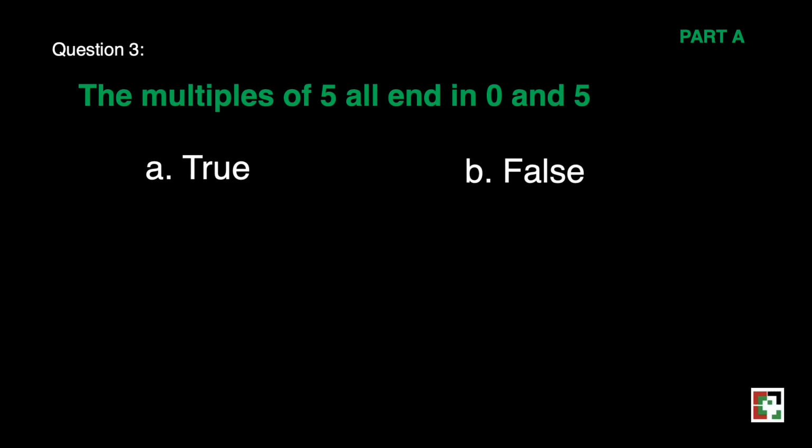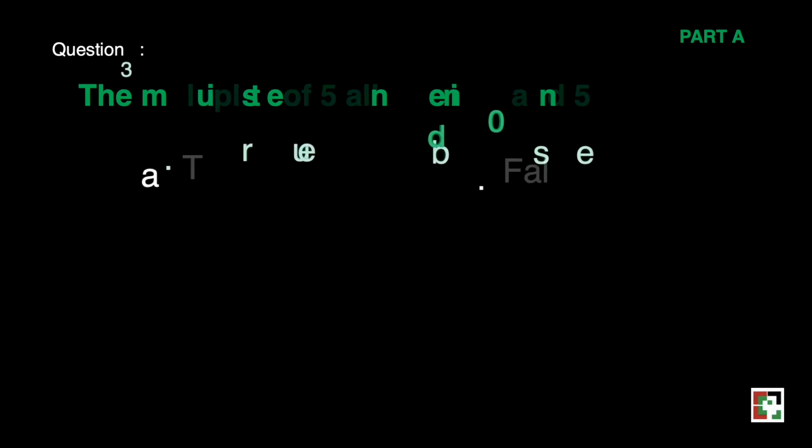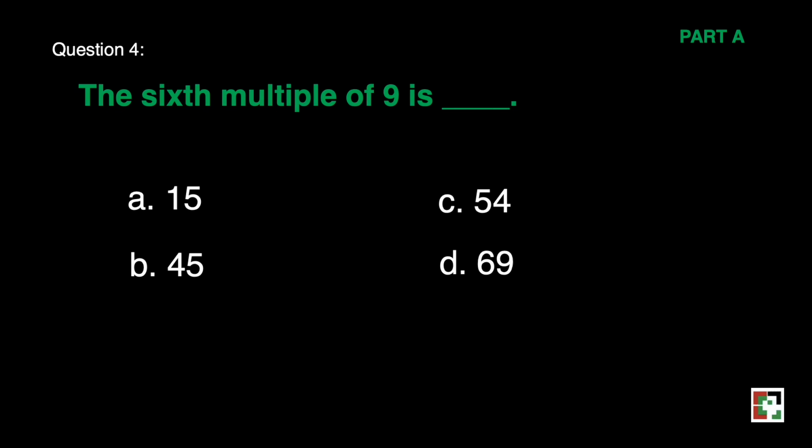Third question. The multiples of 5 all end in 0 and 5. A. True. B. False. Next question. The sixth multiple of 9 is blank. A. 15, B. 45, C. 54, D. 69.